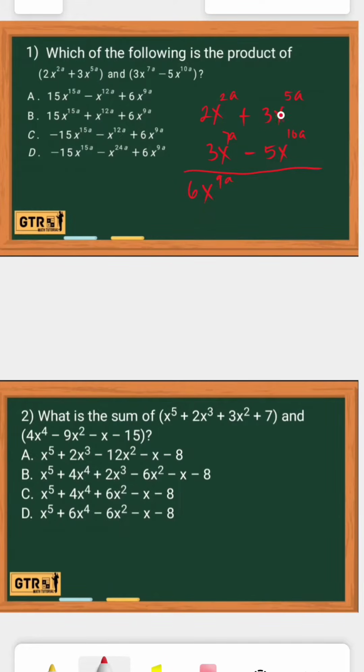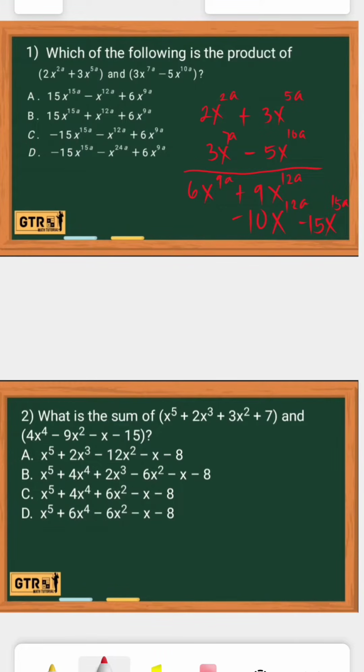Then multiply to this term. So 3 times 3, that is positive 9. Again, we have same base of x, so just add the exponent 7a plus 5a, that is equal to 12a. Next is distribute the negative 5x to the 10a to the 2x to the 2a and 3x to the 5a. So negative 5 times 2, that is negative 10. Add the exponent 10a plus 2a, so that is x raised to 12a. Then we have negative 5 times positive 3, that is negative 15. Same base of x, so add the exponents 10a plus 5a, that is 15a.